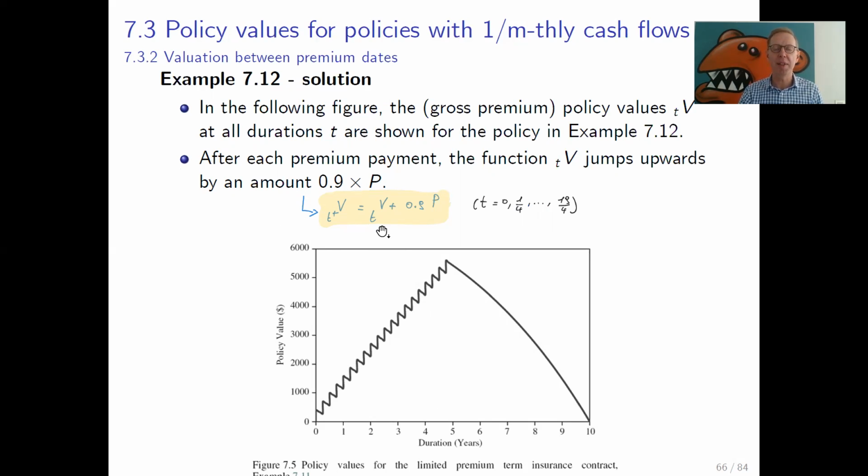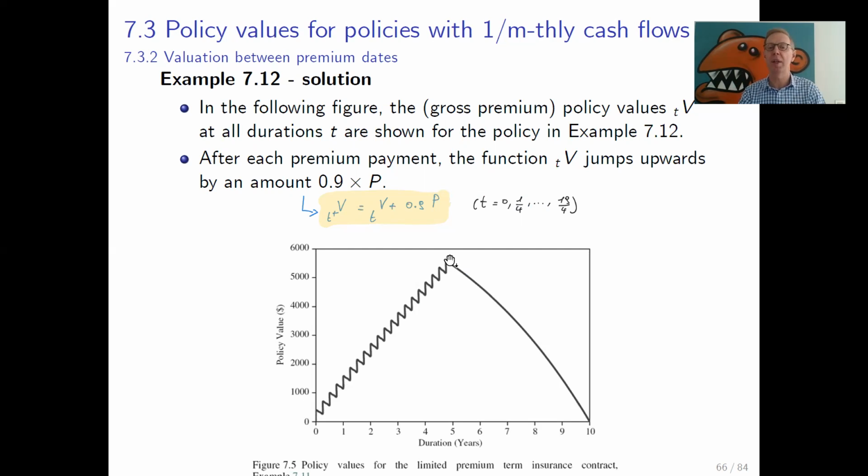Because V_t is the policy value at time t before premium payment, then there is an additional amount added of the premium minus the expenses, so 0.9 times the premium, and this gives us V_t plus a jump upward. So we see at every premium payment, so every 3 months, there is a jump upwards of the policy value, and that's how it evolves until time 5.